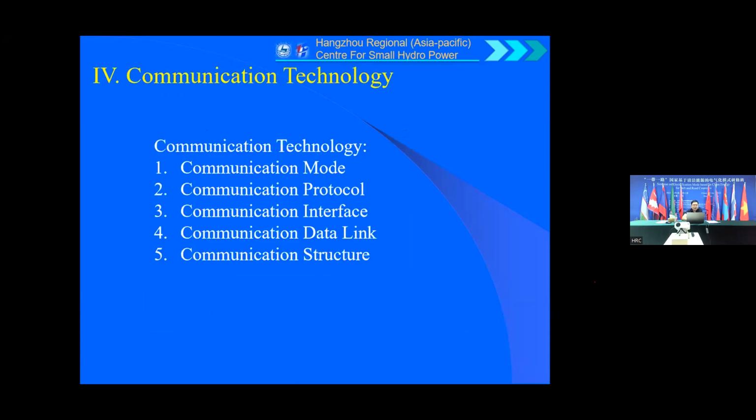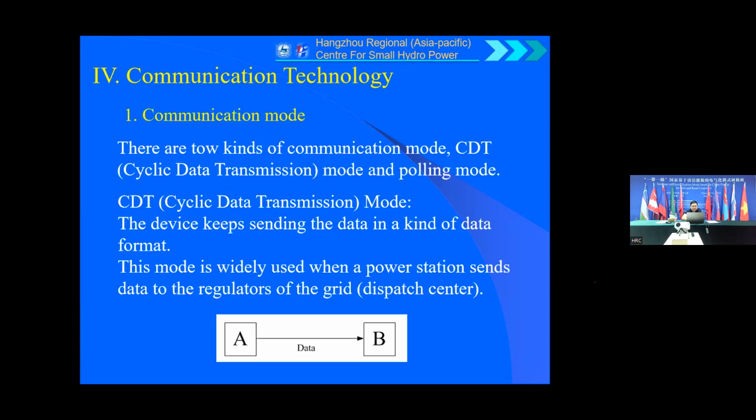Okay, in the fourth part, we will talk about communication technology, including 5 parts. The first one is communication model. The second one is communication protocol. The third one is interface. The fourth one is data link, and the fifth one is structure.